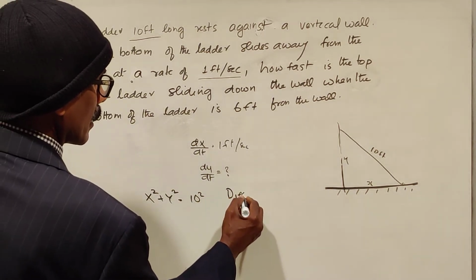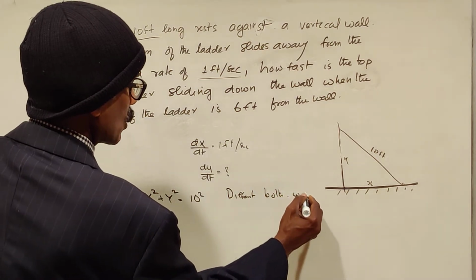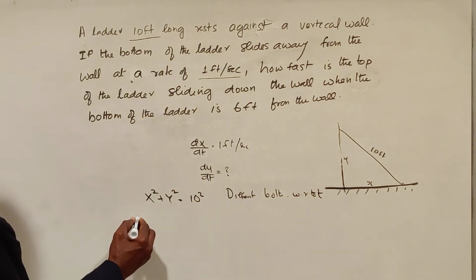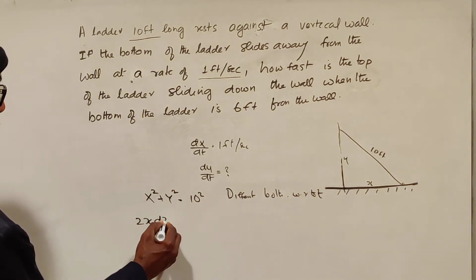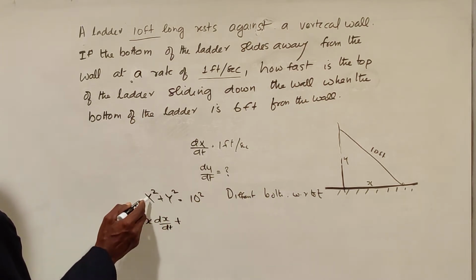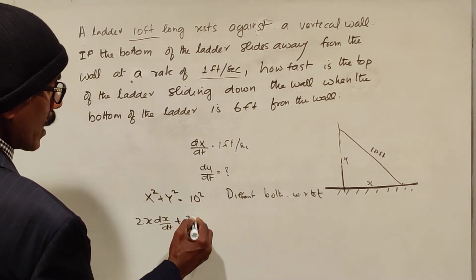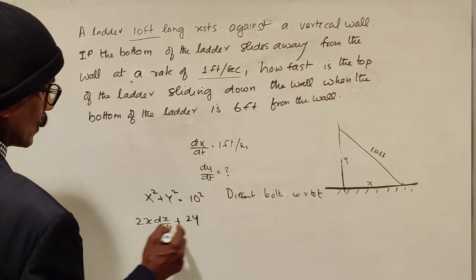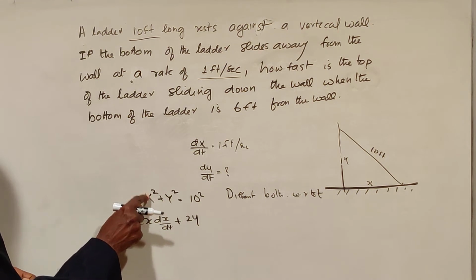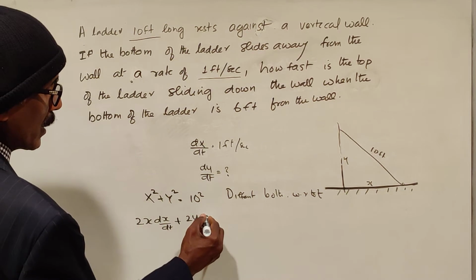Differentiating both sides with respect to t. Okay. What is the derivative of x square? 2x dx by dt, times derivative of x. Sorry, derivative of x square is 2x into derivative of x, which is dx by dt. Then derivative of y square is 2y into dy by dt.